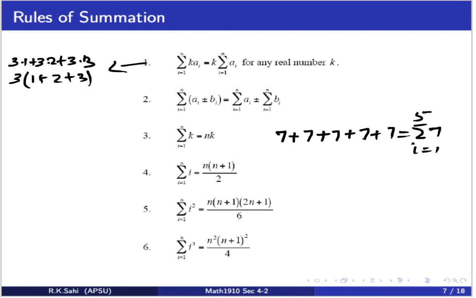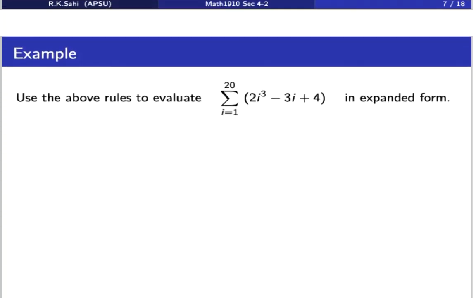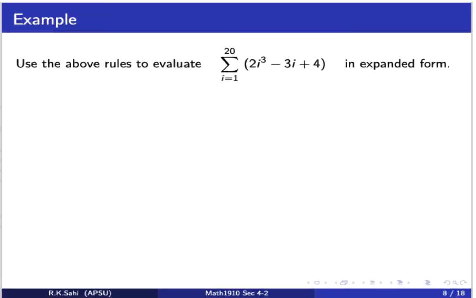Okay, let's look at this one. Use the above rules to evaluate the summation from i equals 1 to 20 of 2i cubed minus 3i plus 4, in the expanded form. We're going to look at an example here, and we're going to go slowly, one step at a time.